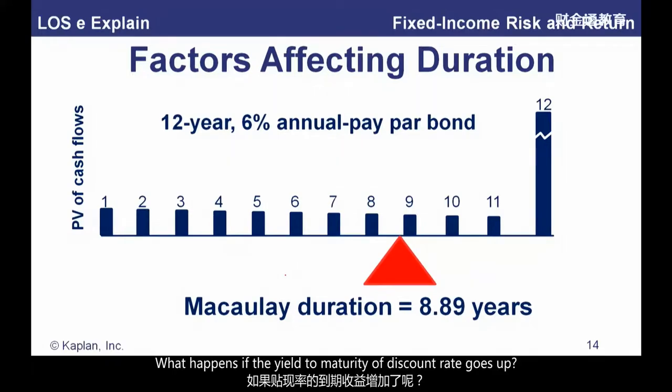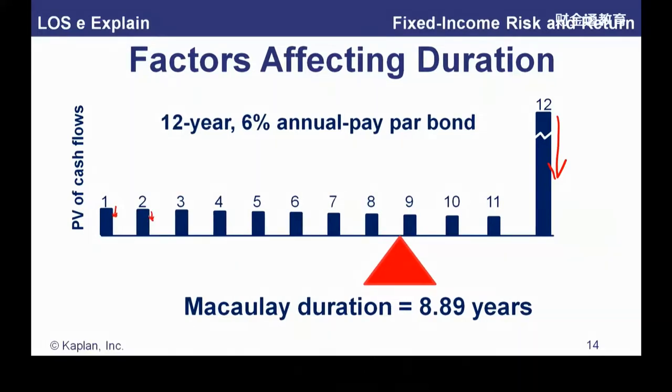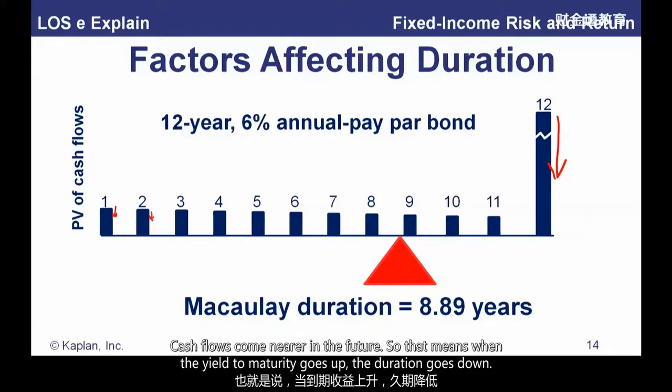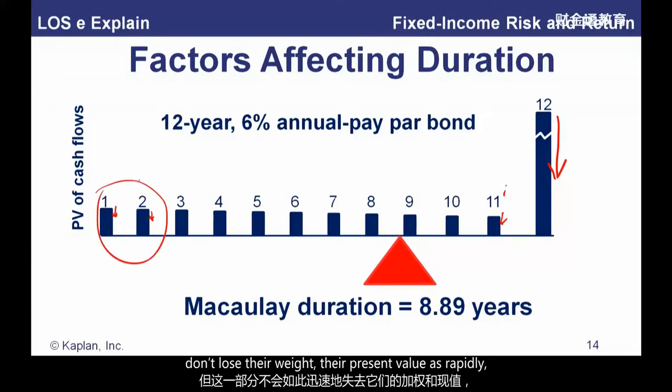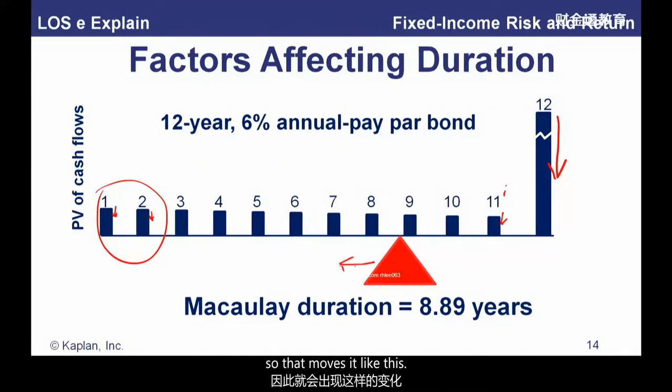Now, what happens if the yield to maturity, if the discount rate goes up? Well, the discount rate is going to decrease these by a greater amount than it's going to decrease these cash flows that come nearer in the future. And so that means when the yield to maturity goes up, the duration goes down. These get lighter out here, and these don't lose their present value as rapidly, so that moves it like this.